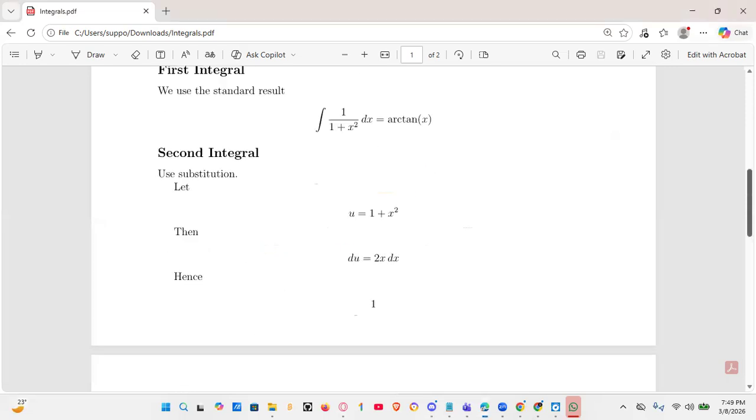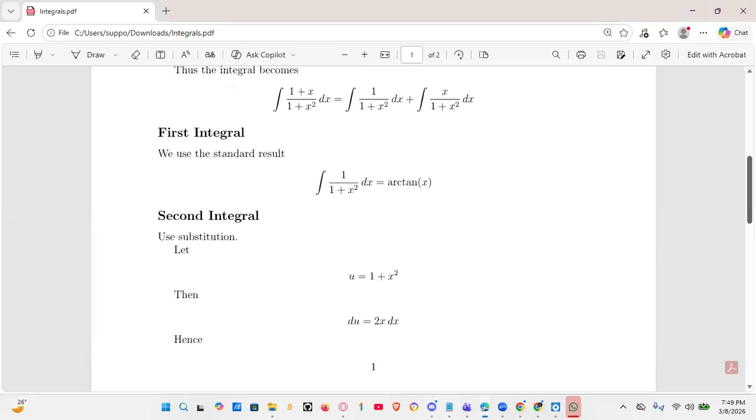For the first integral, we have an antiderivative. The antiderivative of 1 over 1 plus x squared is arctan x. Antiderivative meaning that you have to study your table of derivatives.